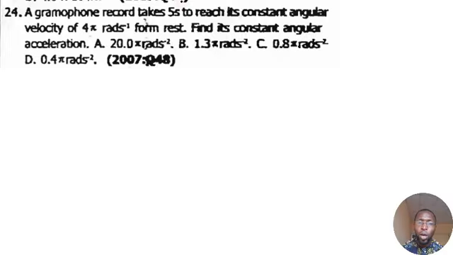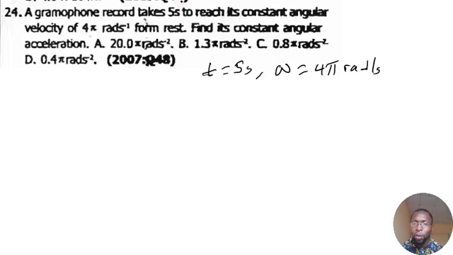Okay, now, a gramophone record takes 5 seconds. So we are given t. t here is 5 seconds. To reach its constant angular velocity, whenever you hear angular velocity, you know it's omega, that's w, of 4 pi rad per second. The unit of angular velocity is rad per second, right? Find its constant angular acceleration.